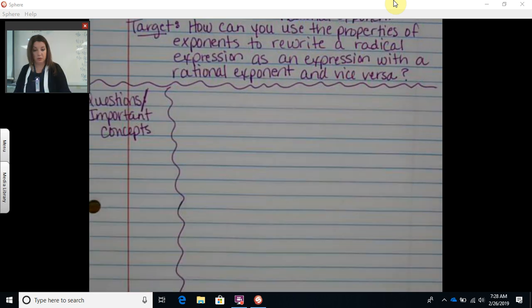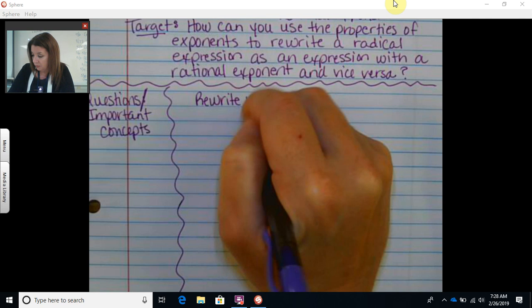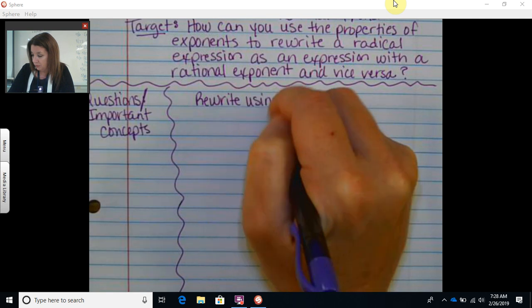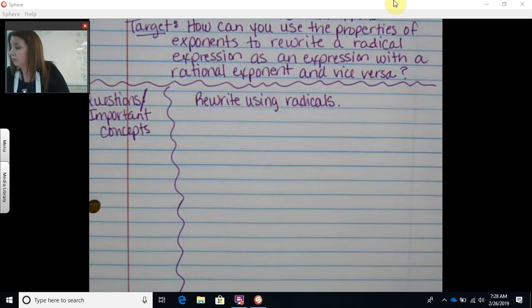All right, so in this section we're just going to do a bunch of examples of simplifying radicals. And then we'll probably also be able to move on to topic 3 today as well, okay? All right, so the first thing we're going to do is rewrite using radicals. Example 1.